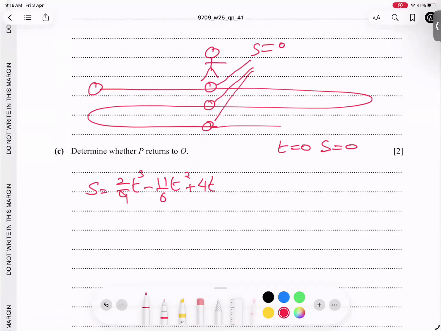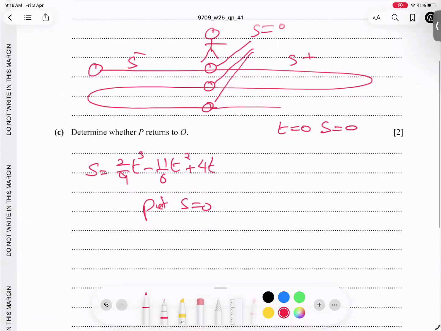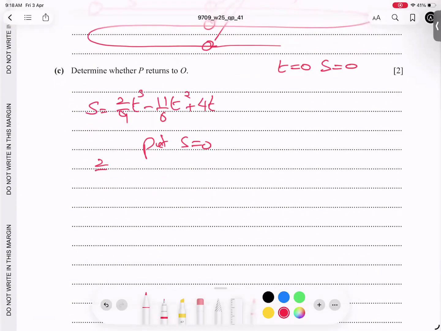I believe you got a point. Every time displacement is equal to 0. Forward displacement is positive, backward displacement is negative, but at the observer, displacement is 0. So I'm going to put displacement equal to 0. So when I put 0, 2 by 9, I can take t common throughout.